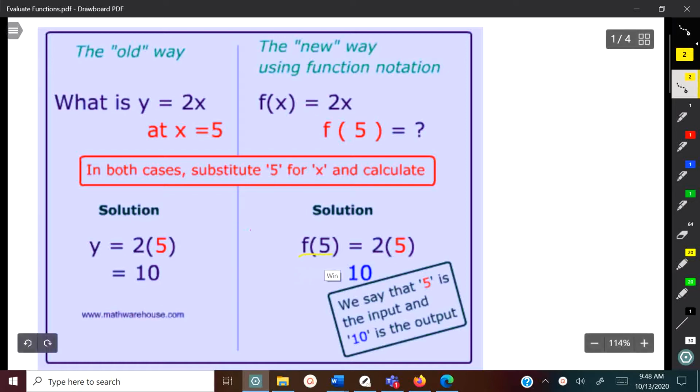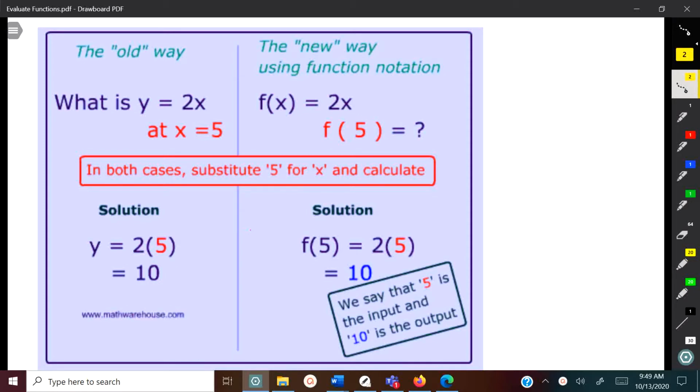But as you can see, it's the same. You have f of 5, and we plug in 5, and we do 2 times 5 and get 10. So like I said, it's a replacement for y, and it's still the output. You're inputting 5, and you're outputting 10.